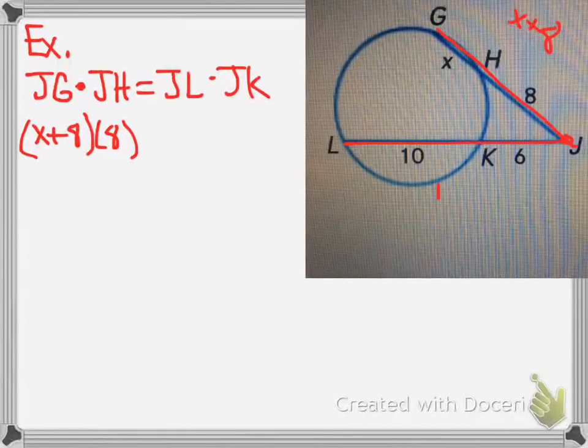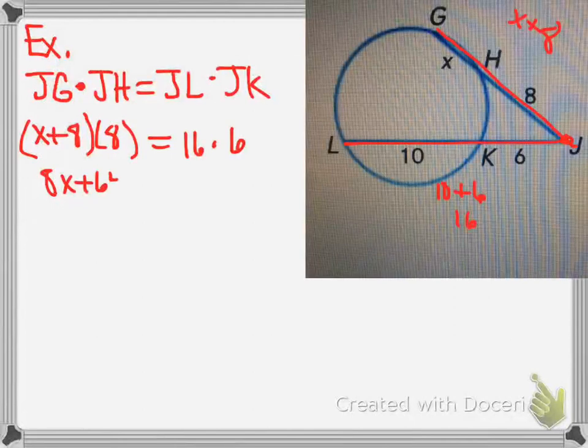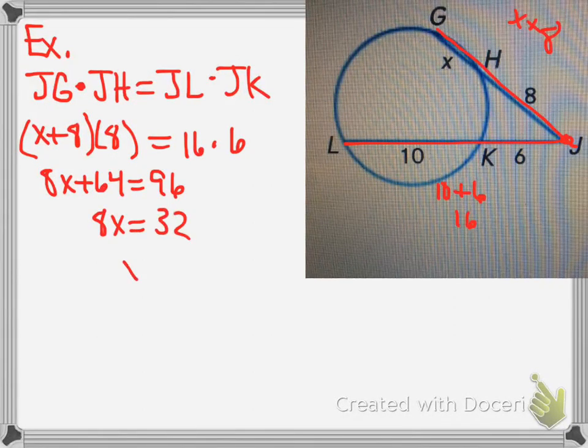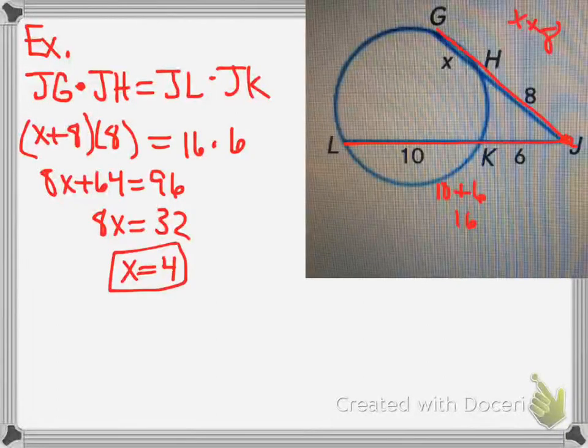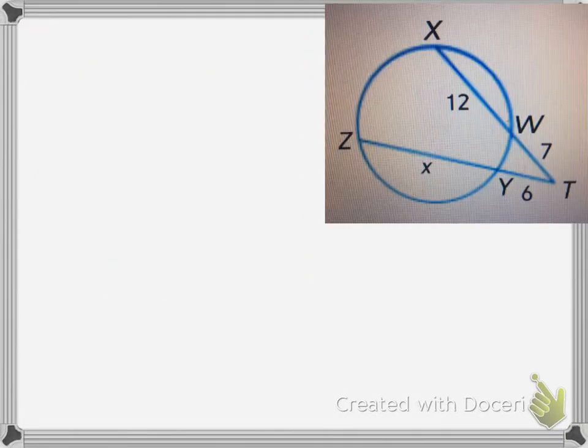Then you're going to do the same thing over here. 10 plus 6 is 16. So then I would say 16 times the short segment, the one that's on the outside, which is 6. Then carry out the distributive property, subtract and divide, and you have your answer. It should be fairly simple. Can I make that more difficult? Yes, I can. Here's another example.